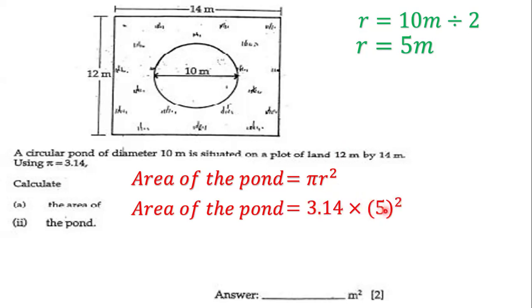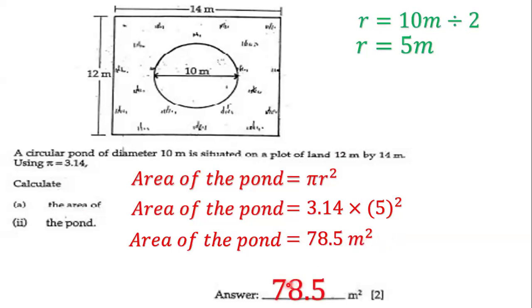But what is 5 squared? Well, 5 squared is 25. And so we're going to say 25 multiplied by 3.14, and that gives us 78.5 meters squared. So the area of the pond is definitely going to be 78.5 meters squared.